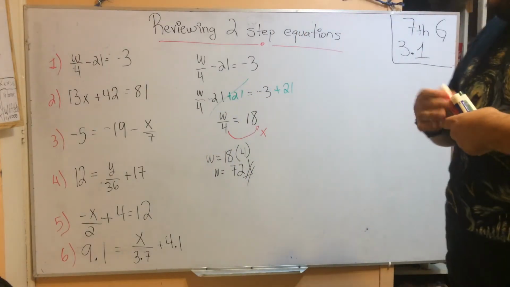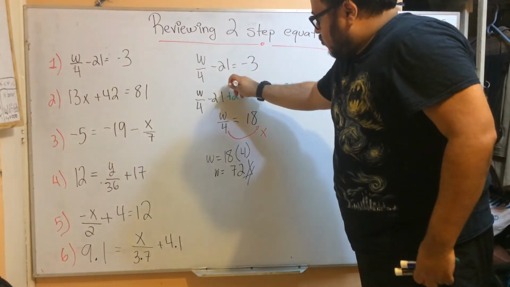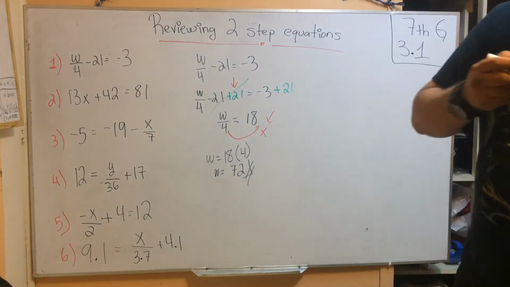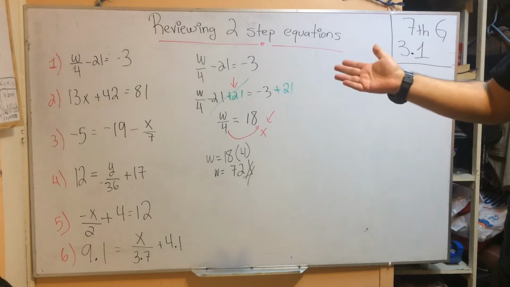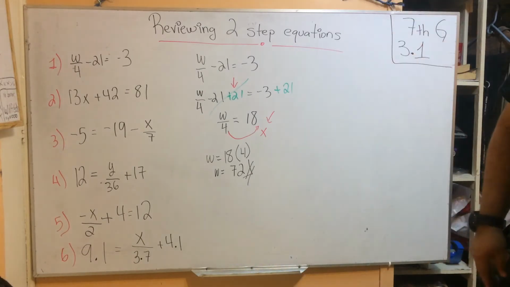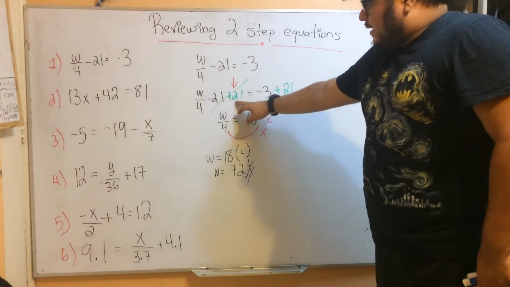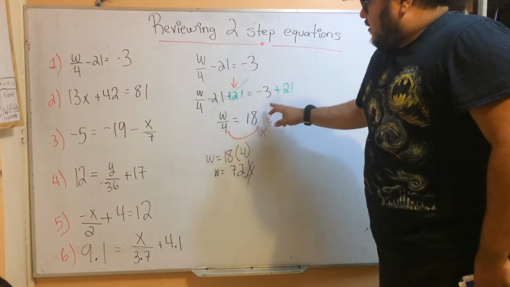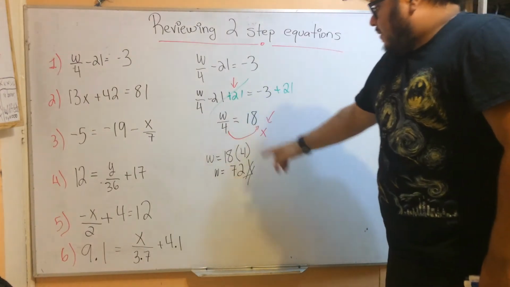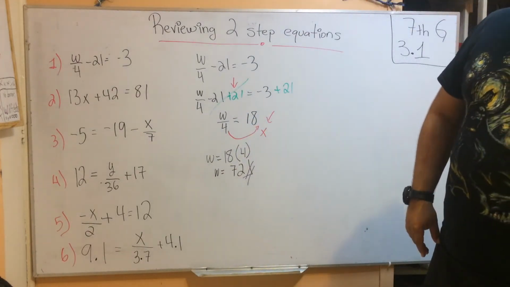So what were the two steps that we did? First we added, then we multiply. That's what we're talking about when we say two-step equations. First we added 21 to eliminate the middle term, and we do it on both sides, and then we multiply to solve for w.